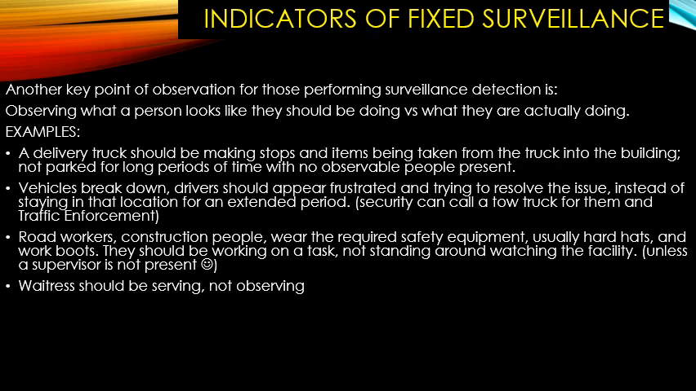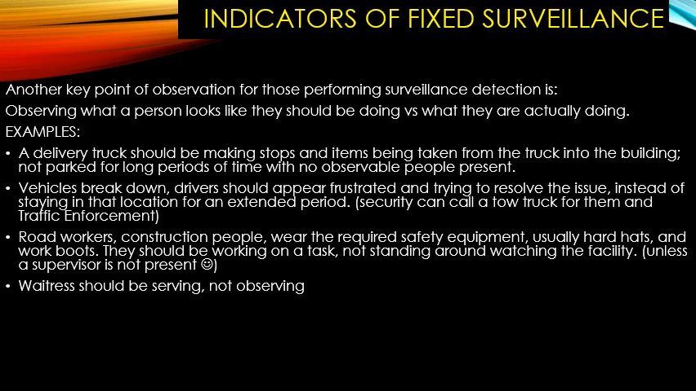Another key point of observation for those performing surveillance detection is observing what a person looks like they should be doing versus what they are actually doing. Examples: a delivery truck should be making stops and items being taken from the truck and into the building, not parked for long periods of time with no observable people present. Vehicles that broke down: drivers should appear frustrated and trying to resolve the issue, instead of staying in one location for an extended period of time. Security can call a tow truck for them, and traffic enforcement.